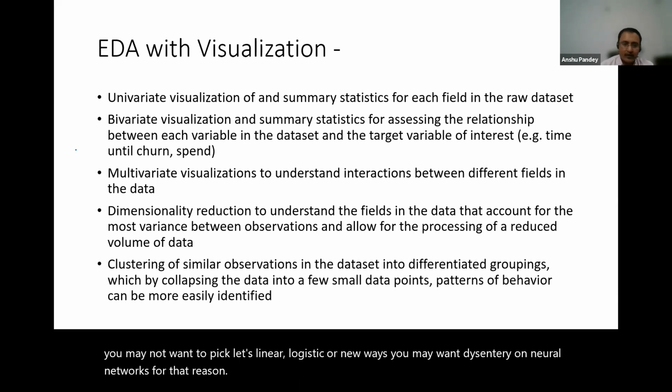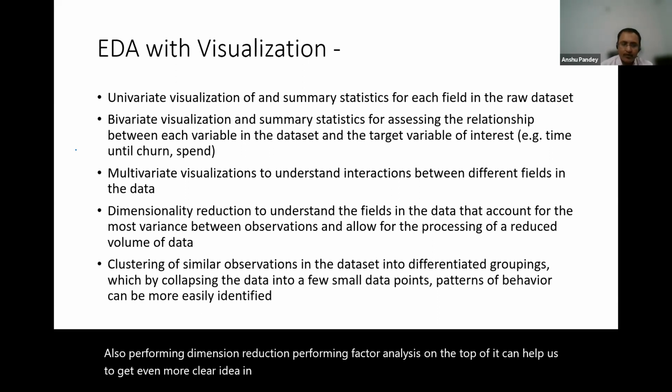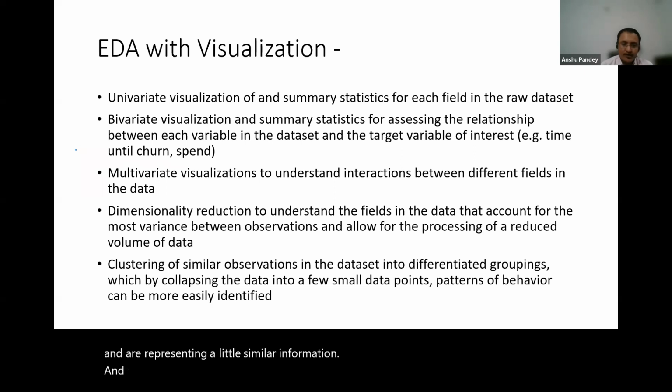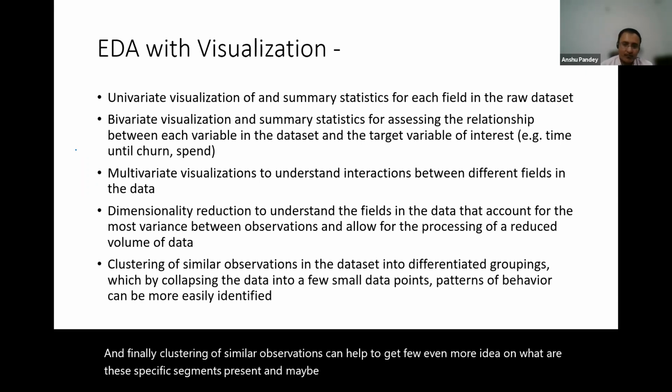Also, performing dimensionality reduction and factor analysis on top of it can help us get an even clearer idea of how variables are shifting together, moving together, and representing somewhat similar information. And finally, clustering of similar observations can help get even more idea of what specific segments are present, and maybe which variables will make sense when included with certain other variables.